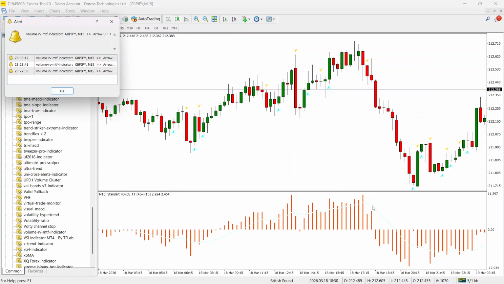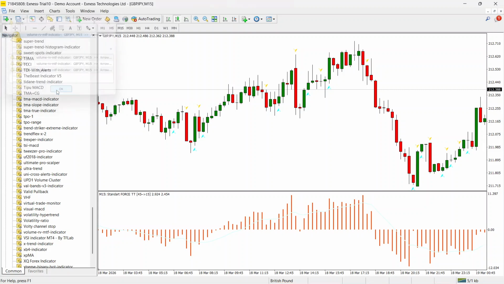Now, who is it for? The Volume RV MTF indicator is suited for traders who want a compact way to check whether the current move is supported by volume across several time frames, such as breakouts, trend, and news traders.